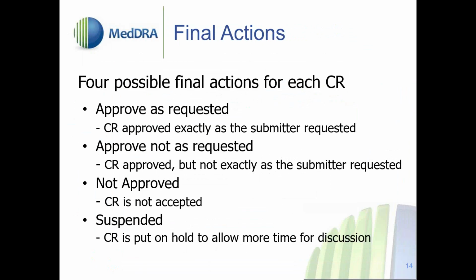When the team review your proposal, there are 4 possible actions that they can take. These are 4 decisions that could be made on it. The first is to approve it exactly as you've requested it. That might be the spelling or the placement or the wording of the term as you've asked for it. Or alternatively, the team might agree with you, but it's not exactly as you requested it, and we'll see some examples of that. They might change the wording or the phrasing of the term or the placement that you've proposed.